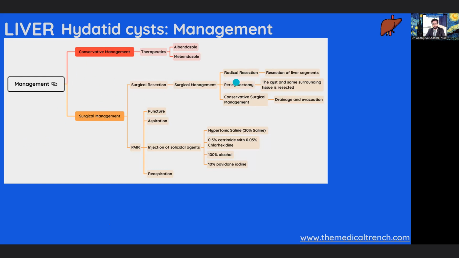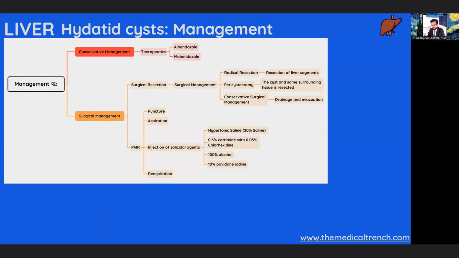Pericystectomy and radical resection are called purely surgical management. I have sometimes noticed the professor asking, what is the difference between a radical resection and a pericystectomy? The only difference is that in the pericystectomy, you just cut the tissue immediately around the cyst and resect just that part. Whereas in a radical resection, you need to find out which segment is the source and remove the entire segment.